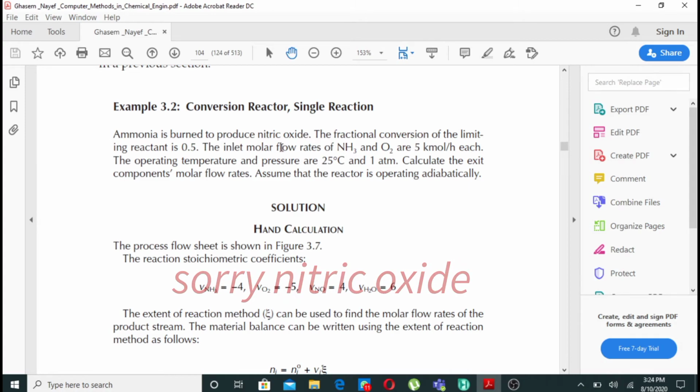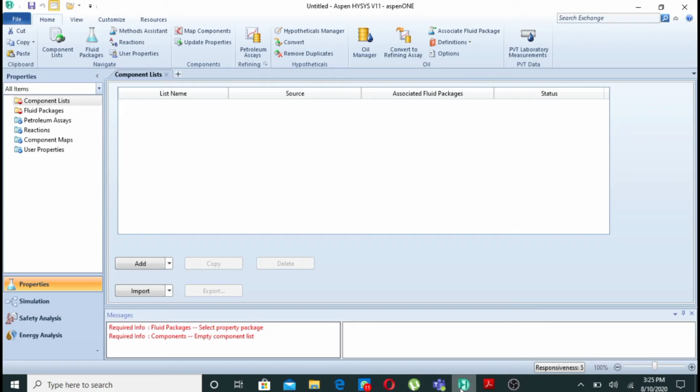Now we can see that the inlet molar flows of ammonia and oxygen are given. It is given that 5 kilomole each, so the overall inlet will be 10 kilomoles. The operating pressures and temperatures are also given to us. So let's start how we can simulate it in Aspen HYSYS.